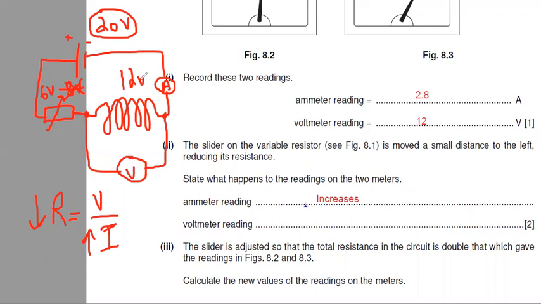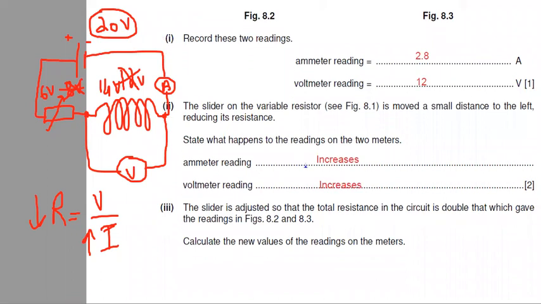So what will happen to the potential difference across the coil, with the 6 volts? The remaining will not be 12. It will increase. Instead of 12 volts, it will be 14 volts. So the potential difference across the coil will increase, while the potential difference across the variable resistor will decrease. Here he is asking about the voltmeter reading, and the voltmeter is connected across the coil. So the value of the voltmeter will also increase. This is for the first part.